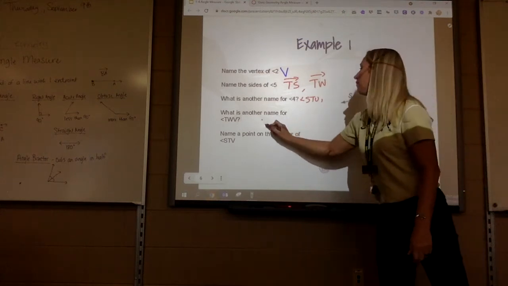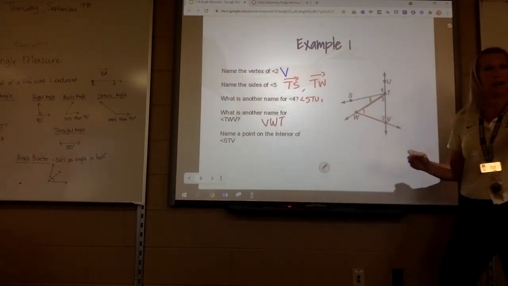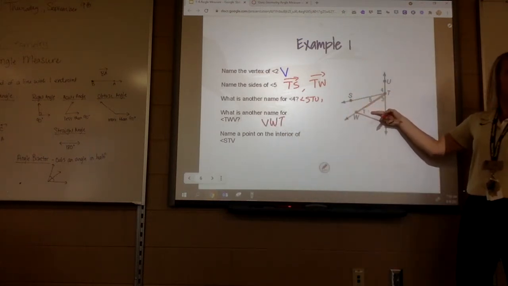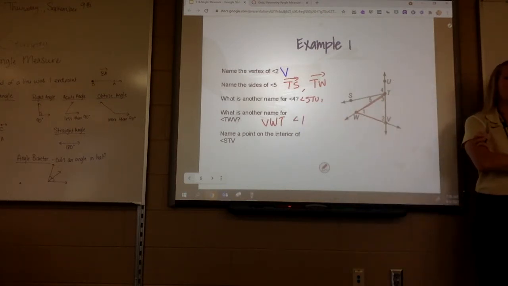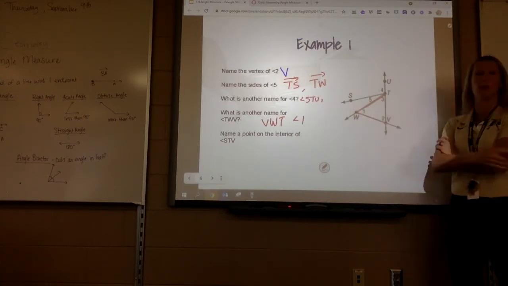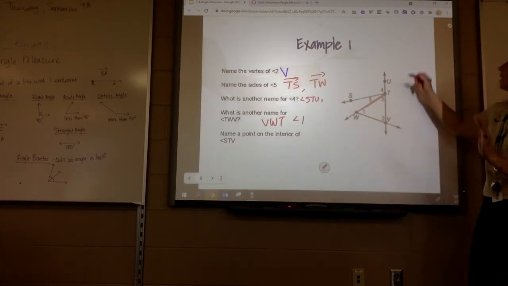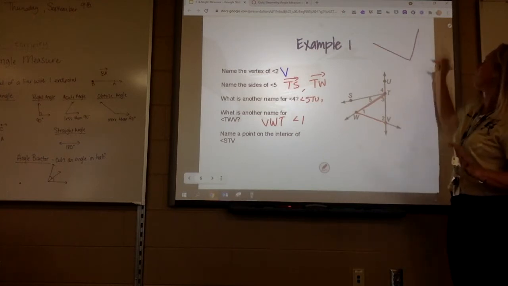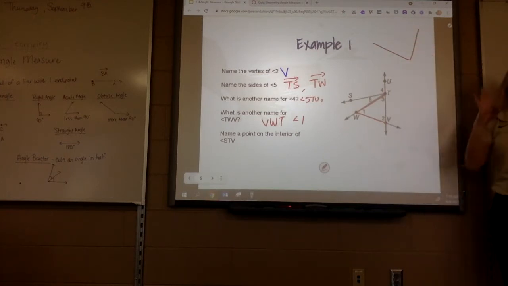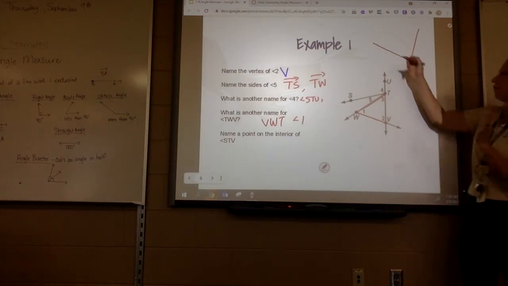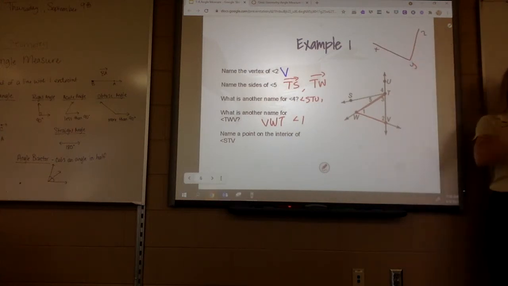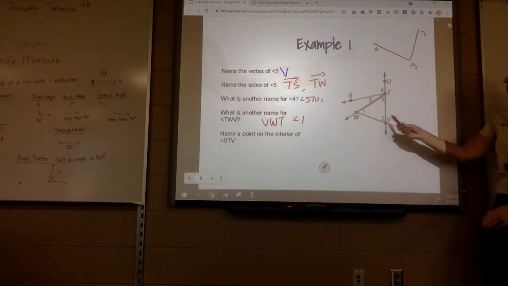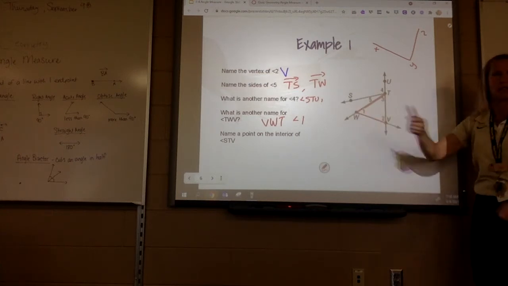VWT. That's another name. VWT. Or angle 1. Could it also be angle W? Could it be angle W? What do you guys think? It cannot, because it's connected to other angles. You can only name it by a vertex if the angle's just all alone, all by itself. So if this was X, Y, Z, I could name that angle Y because it's just all alone, all by itself. But if there's any other lines connected at all, you cannot.